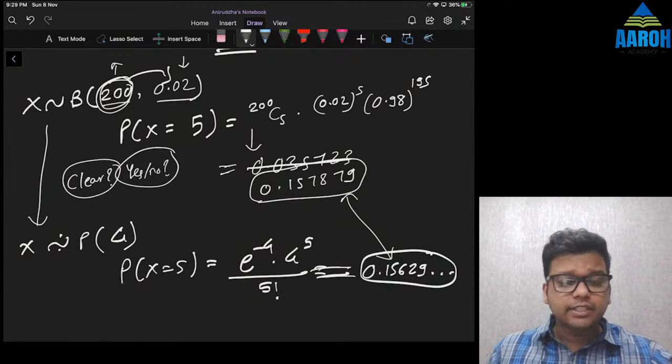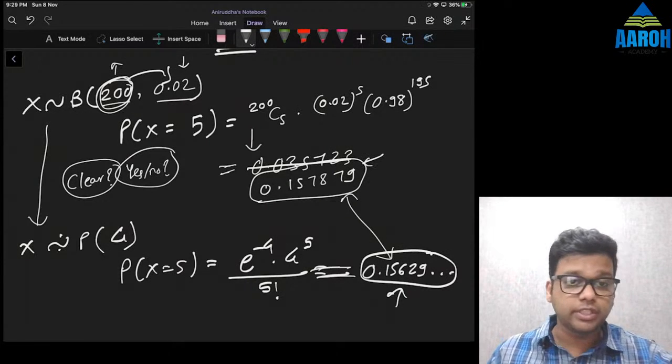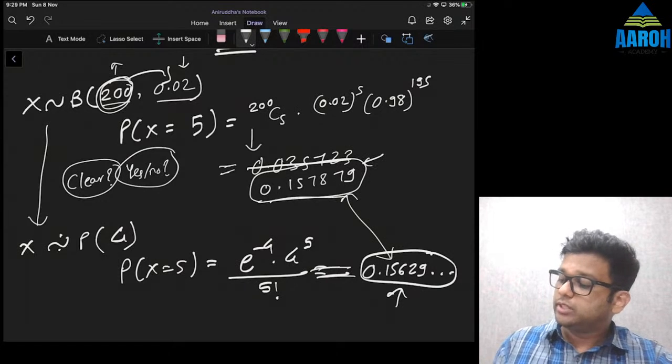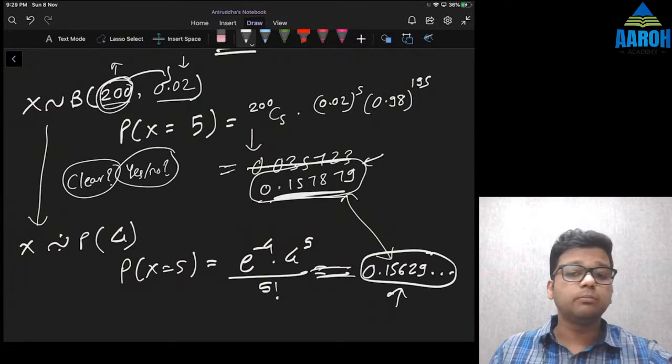So in the exam, in such cases, the answer will also be given as per Poisson. They will not give the answer as per binomial in the options because this is not possible to calculate. It will take too much time, so you don't have to do this. You have to approximate using Poisson compulsorily.